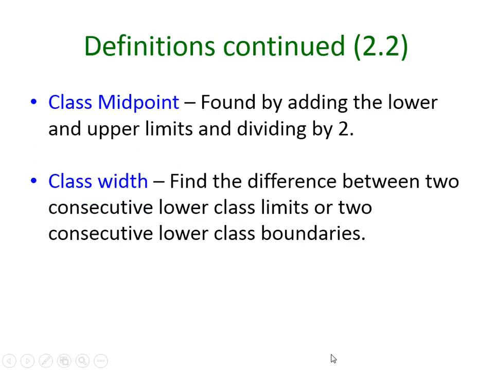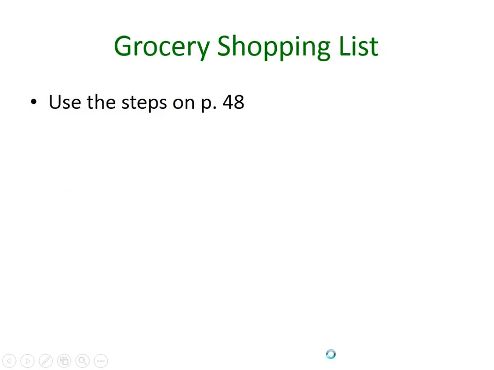Your class midpoint is finding that middle value by finding the average between your lower and upper limits. Your class width is the difference between two consecutive lower limits or lower boundaries.